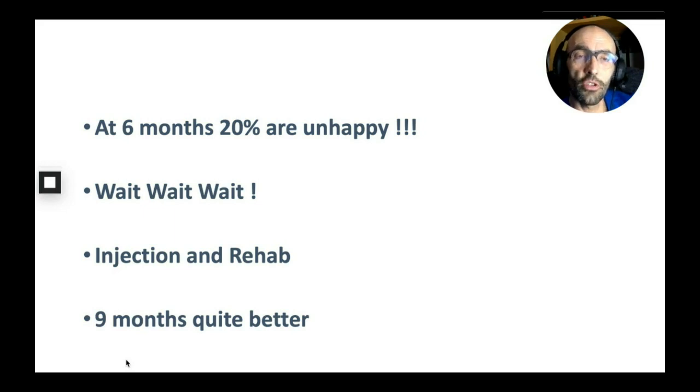So you need to wait. At 6 months after surgery, if the patient is not doing very well, it's not very serious, don't worry, you should wait. Sometimes we need an injection. Sometimes you need more rehabilitation, but you just need to wait because we've published that at 9 months, it was quite better. So don't worry, one patient out of five is not healed at 6 months.